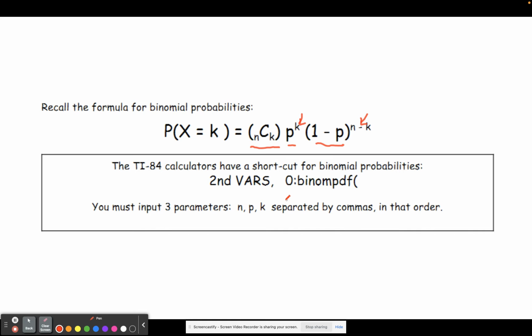The Texas Instruments graphing calculators that we use have a shortcut for binomial probabilities, and that's located in one of the menus. I'll show you how to access that in just a second. Basically, you're going to use the second key, which is the orange one in the top corner, and look for the vars menu. Then you're going to choose function 0, which says binomPDF. You don't really need to know what that abbreviation stands for, but then you're going to put in 3 numbers after this. Those 3 numbers are the parameters defined by your problem. We'll do an example, and that will become clear in just a second.